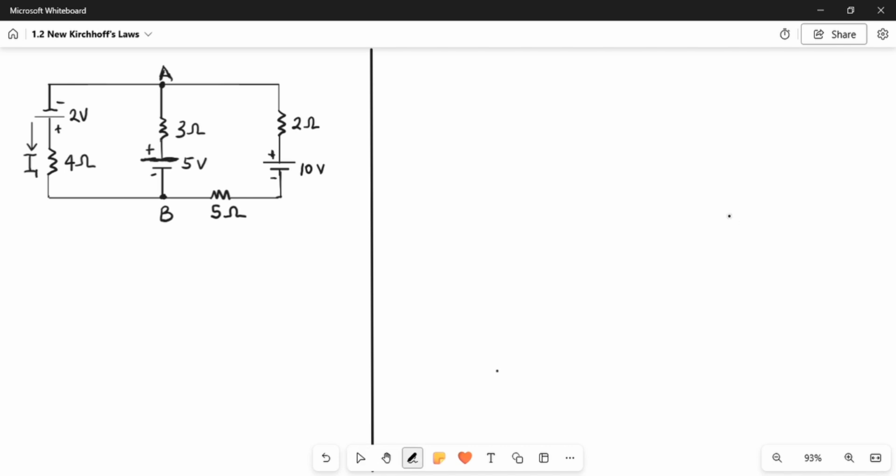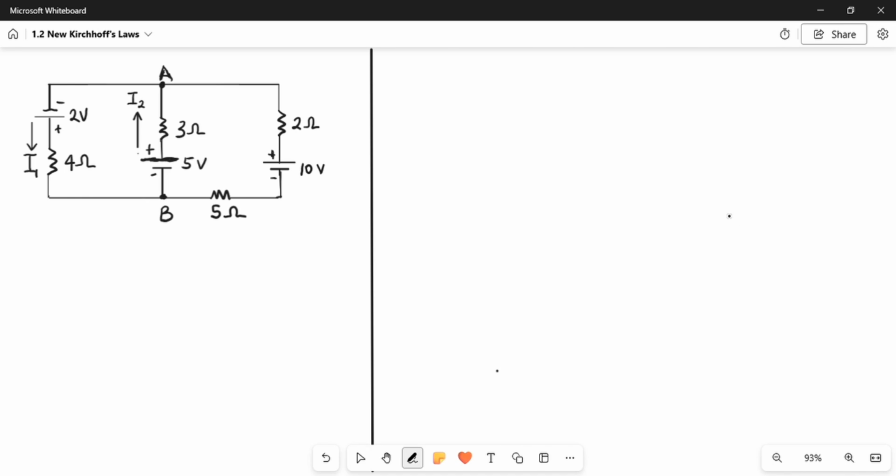Now let's come to the second branch. Looking at this second branch, this is the positive terminal. This is the negative terminal. If current comes out of the positive terminal, as is conventional for a battery, then that implies that the current moving out from this battery will be directed upwards. Let's call this current I2. And let us move to the third branch.